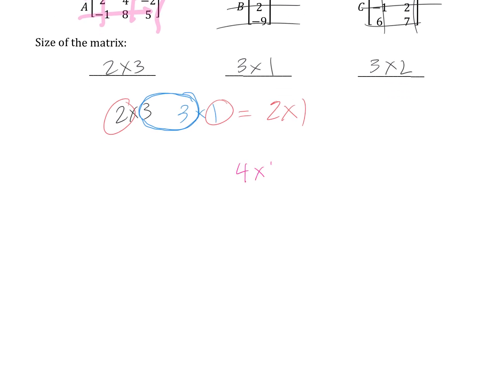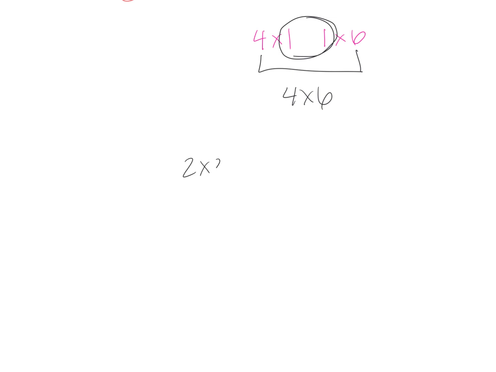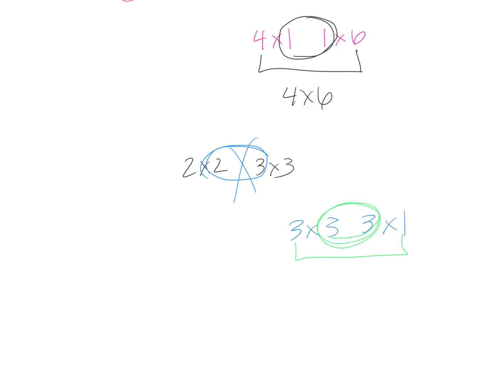If I had a 4 by 1 multiplied by a 1 by 6, can I multiply them together? Yes, because those inner numbers match. My final answer will be a 4 by 6. You picking up? Okay. What if I had a 2 by 2 multiplied by a 3 by 3? Can I multiply these together? No, can't do it because those middle numbers don't match, okay? What if I had a 3 by 3 and a 3 by 1? Can I multiply these two? Yes. What would my final answer shape be? 3 by 1.